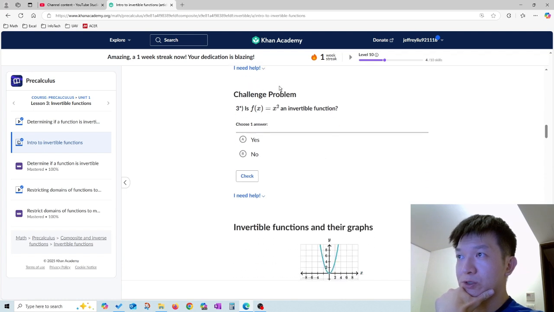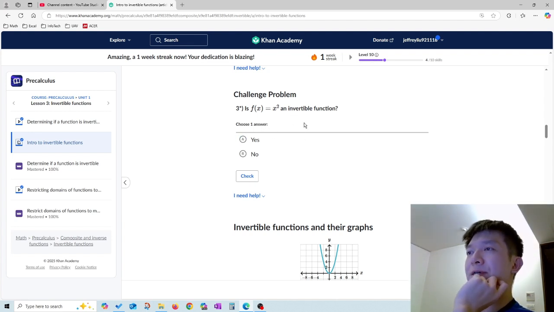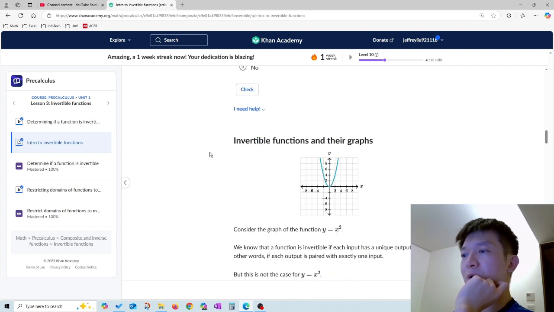Okay, so here we have the last question, right? The last question is a challenge problem, and we have a function here, f of x equals x to the power of 2. Okay, so if you look at it, what is this? You want to draw this, right? If you draw this, it will become a parabola.